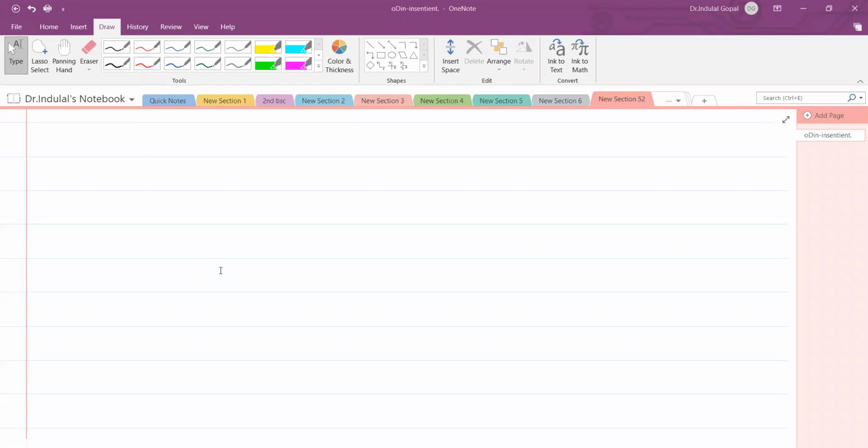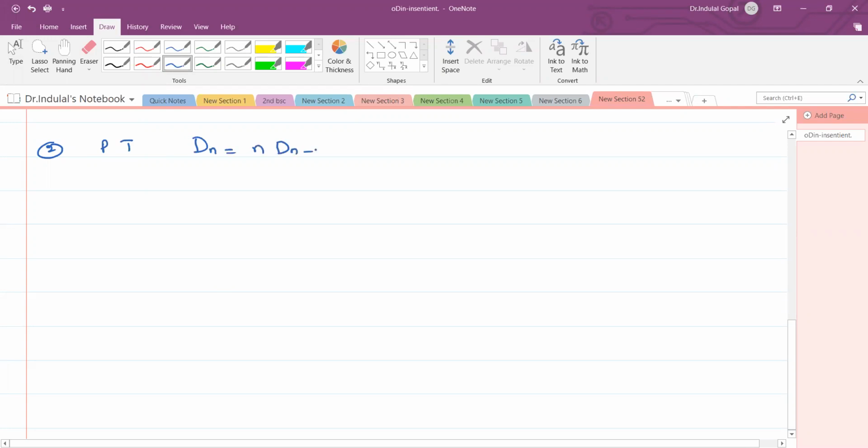Now we go to the next problem. Prove that Dn is equal to n Dn minus 1 plus minus 1 the whole raised to n, for all n greater than or equal to 2. We prove this by mathematical induction over n.